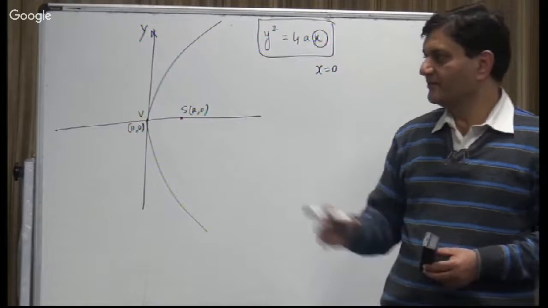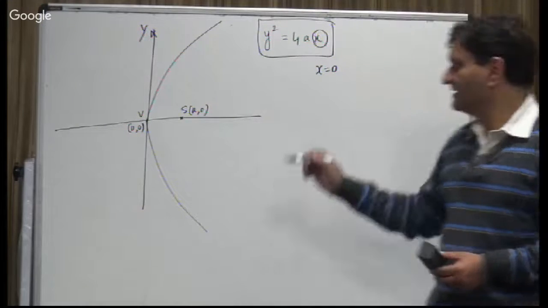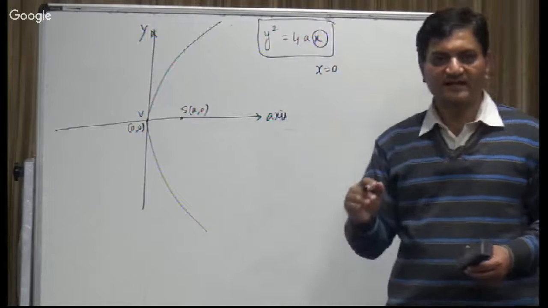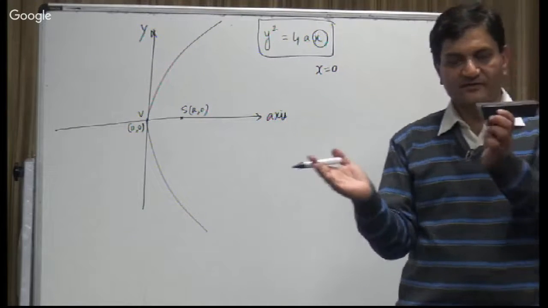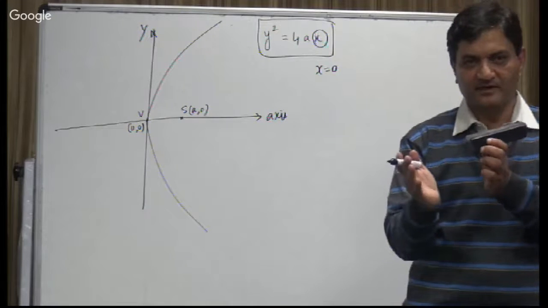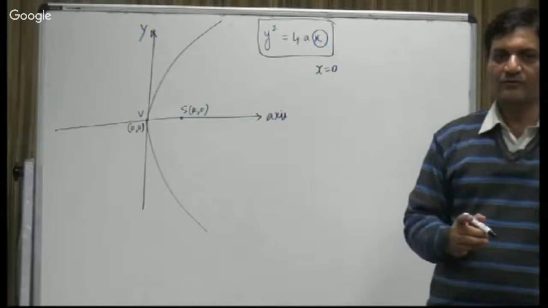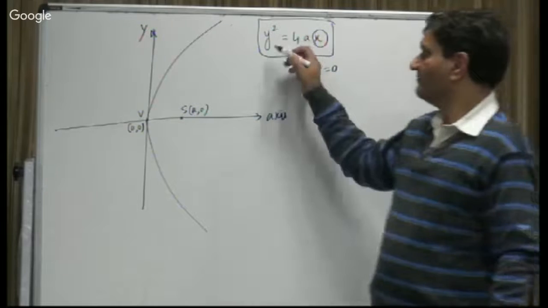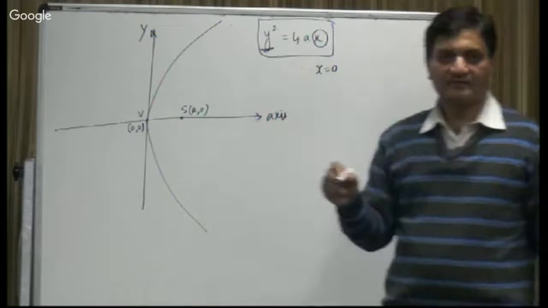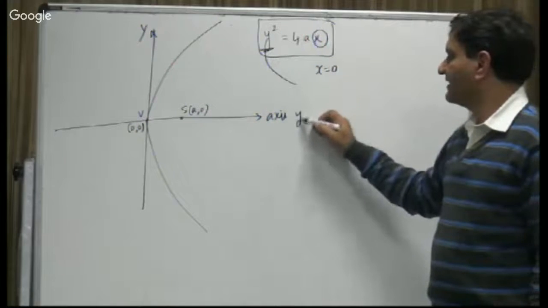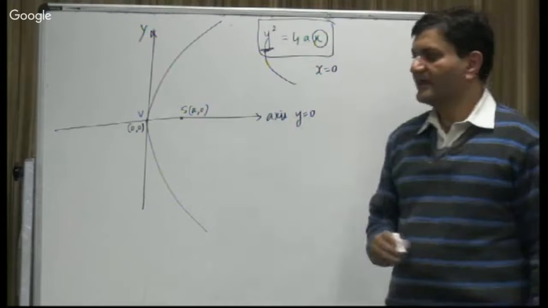Focus is (a, 0). Now, this line is known as the axis of the parabola. The axis of the parabola is a line which is symmetrical to the parabola. This is a line of symmetry, known as the axis of the parabola. How do we obtain the equation of the axis? You equate the quadratic term to 0, so y equal to 0. The equation of the axis is y equal to 0, which is the x-axis.